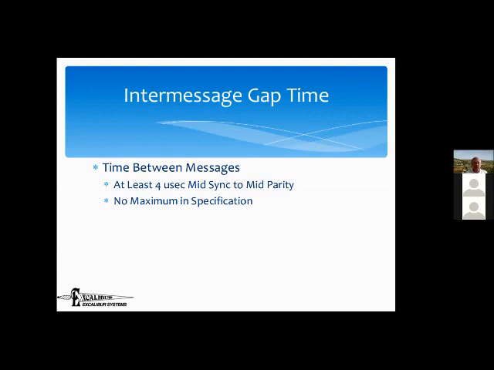Now, there is no maximum, and as I said before, when you start designing a system, you really want to use not more than half of the available time. So whatever time you're not using is going to be spent in intermessage gap times, right? If messages take less than 50% of the time, then the time between messages takes more than 50% of the time. So the spec does give you the minimum and no maximum.